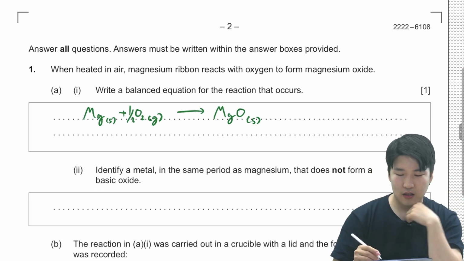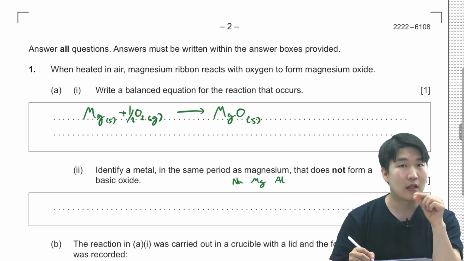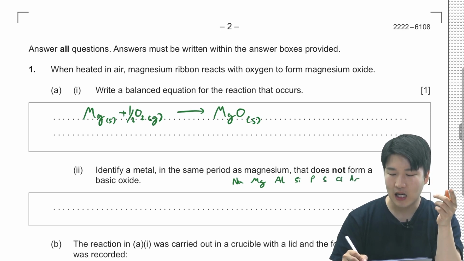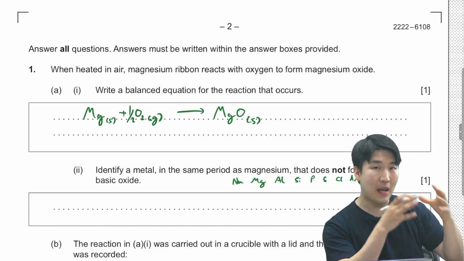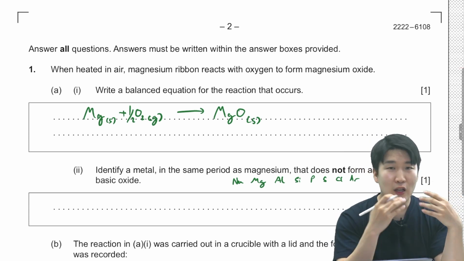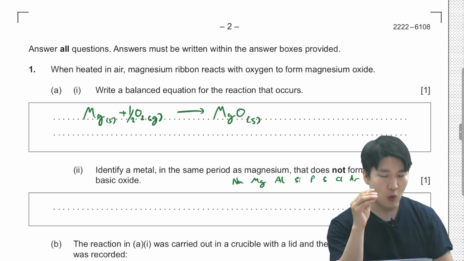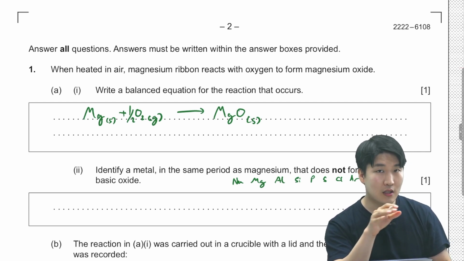Magnesium is the second element of period 3, starting off with sodium, magnesium, and then aluminium, silicon, phosphorus, sulfur, chlorine, and then our noble gas argon. We start off with basic oxides, starting from sodium, magnesium. Aluminium, it's basic, but also at the same time acidic, which we call amphoteric. Then we transit entirely to acidic from phosphorus.